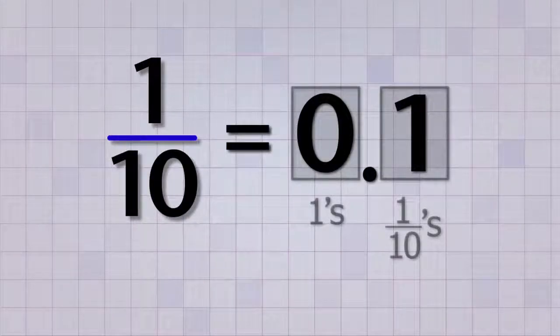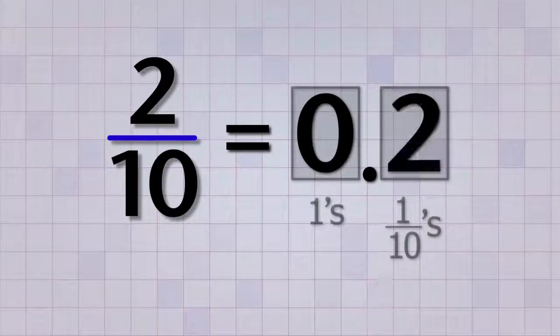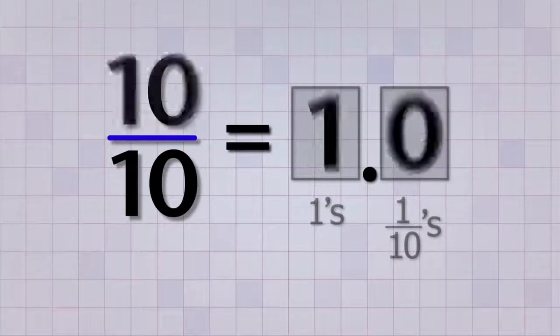Alright, so that's 1/10. But what if we have 2 over 10 instead? Well, all we have to do is change the digit in the tenths place to a 2. So 2 over 10 equals 0.2. In fact, we can keep counting tenths like this. 3/10, 4, 5, 6, 7, 8, 9, and finally 10/10.